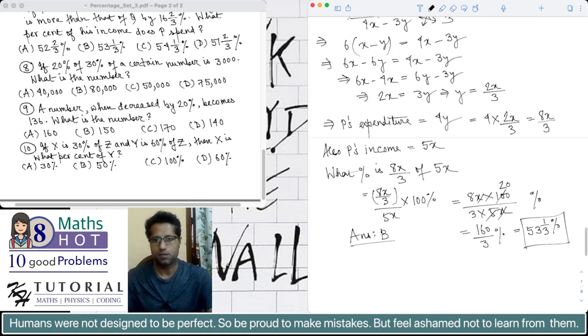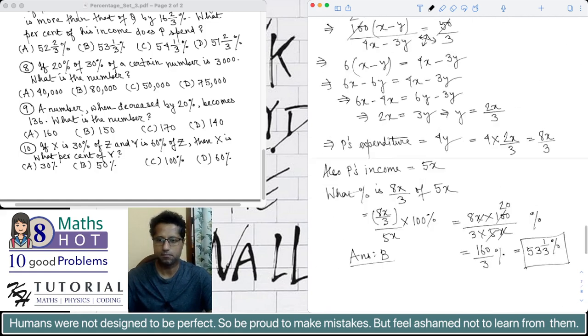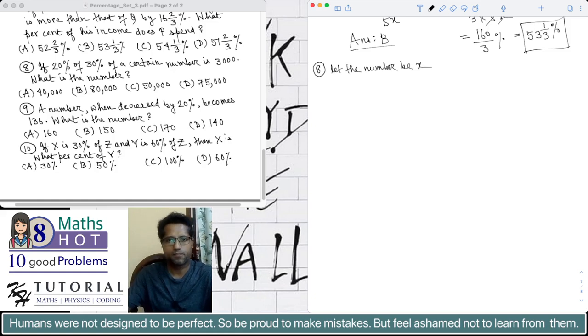Okay, let's do problem number 8. If 20% of 30% of a certain number is 3000, what is the number? Okay, so let the number be x.